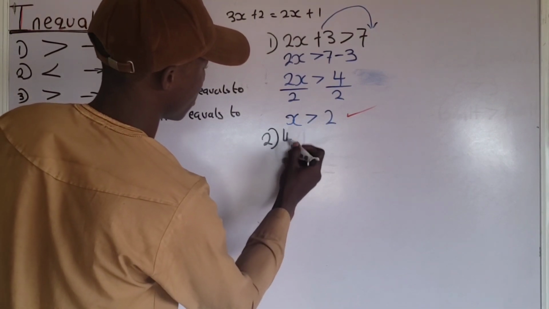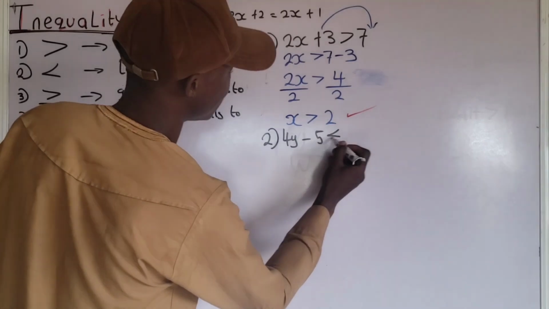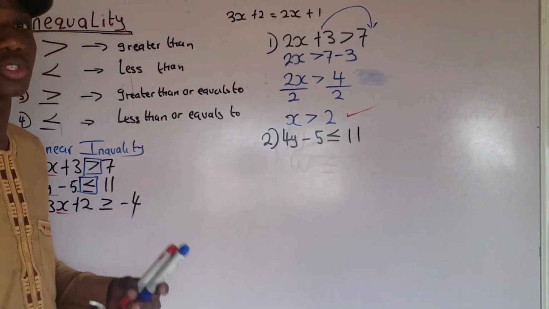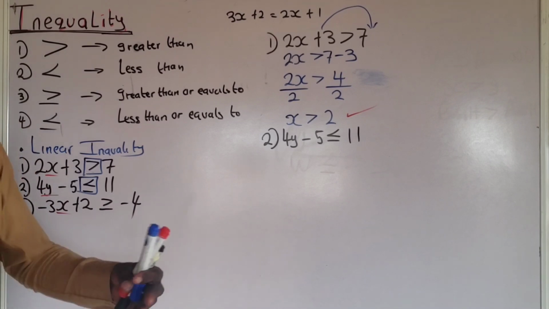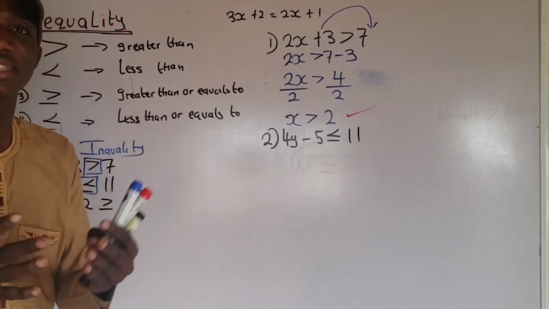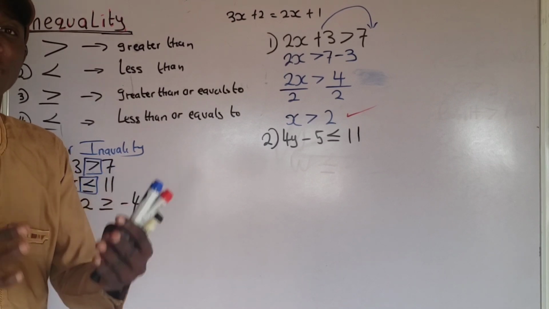4y minus 5 is less than or equal to 11. Now, how do we solve this inequality? The first step is to simplify the inequality by collecting like terms. Collecting like terms simply means adding those terms that are similar to themselves together.